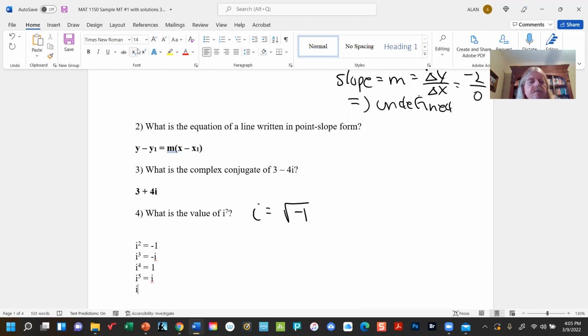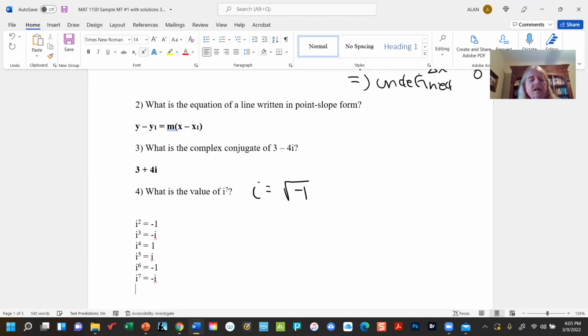i to the 6th would have to be, therefore, when you multiply i by itself, it becomes i squared, which is -1. And i to the 7th, therefore being -i. And then finally i to the 8th would just be -i squared, which is +1.